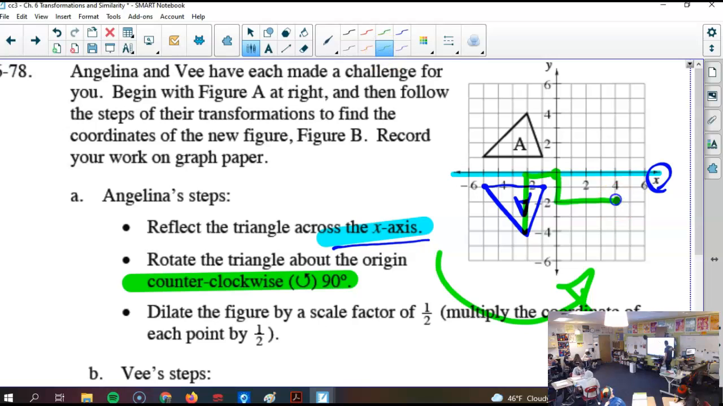I'll make this green since I started making green. So then my next hockey stick is 5, 1. So then I want to go 5, 1, rotated, right? So this hockey stick would be 5 over, 1 down. So I'm going to go 5 down, 1 over. Then 1, 1. So I go 1, 1 again.